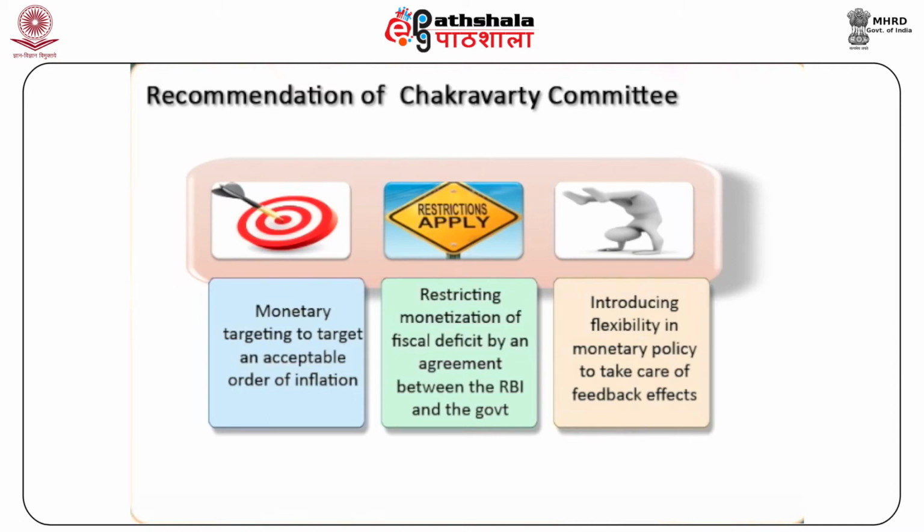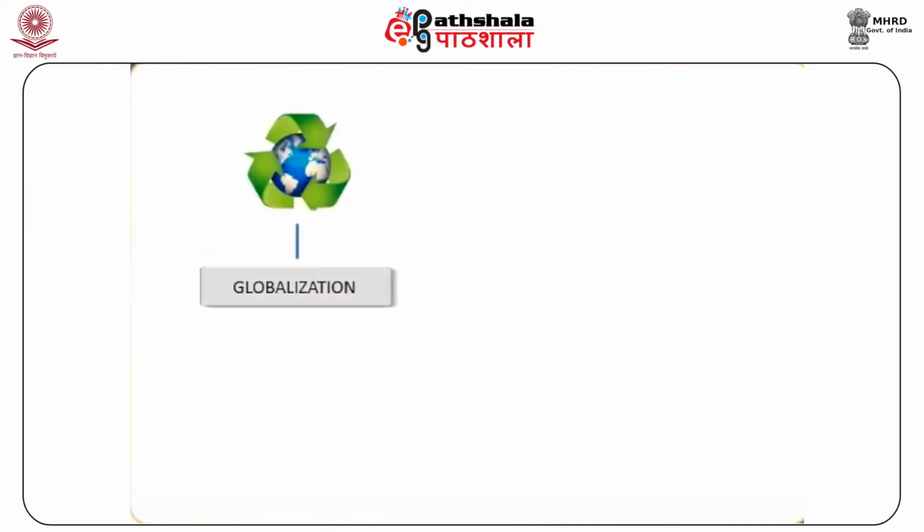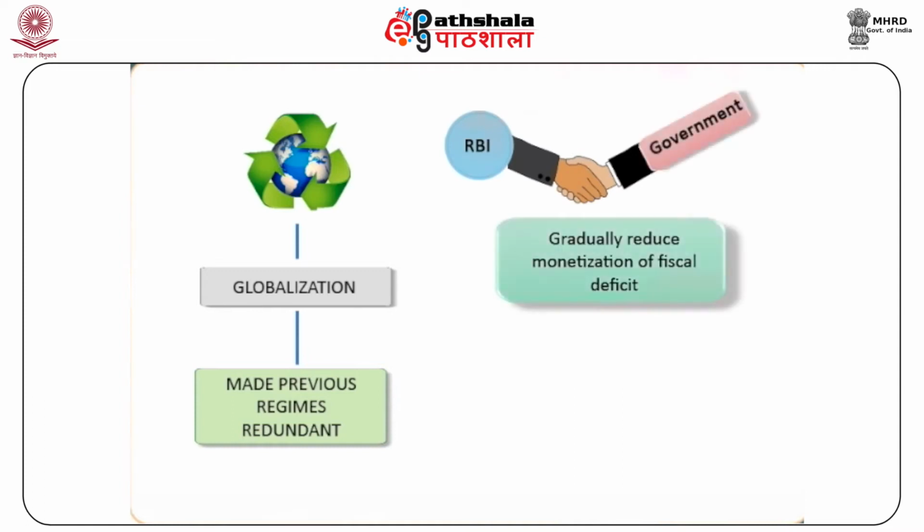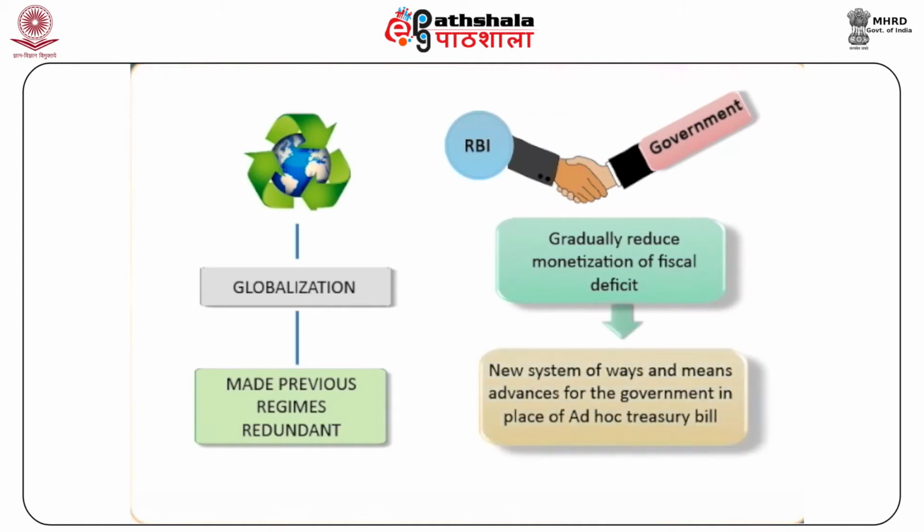The experience with monetary targeting was not very satisfactory as the RBI had no control over its credit to the central government. During the era of globalization, monetary formulation changed, which made the previous regime of controlling money supply and credit redundant. An agreement was signed between the RBI and the central government in September 1994 to gradually reduce monetization of fiscal deficit. A new system of ways and means advances for the government was introduced in place of ad hoc treasury bills from April 1997.